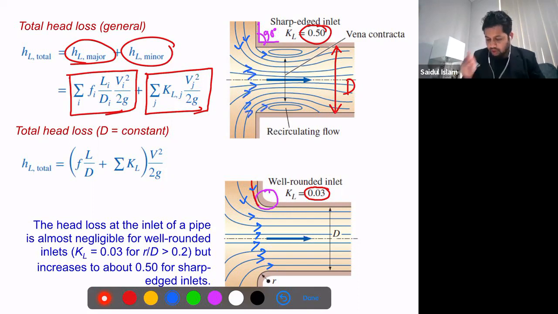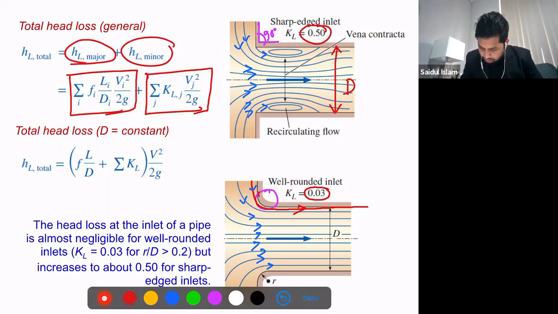This is the vector sign. Now, what is happening? When this fluid particle is coming here, due to this round, smooth change of the curvature, it can smoothly make a turn like this and go this way. But when you are using a 90 degree shape, that means a sharp change of the angle.